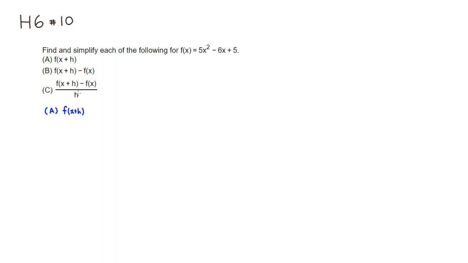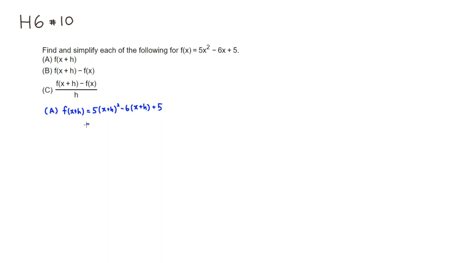What we do is every time you see x, we replace it by x plus h. So we have 5, and here's x, so I'm going to put x plus h instead, squared, minus 6. We see x, so we put x plus h instead, and plus 5. Now we just have to simplify this.